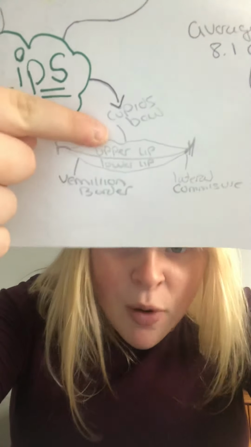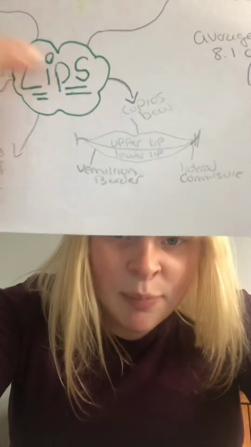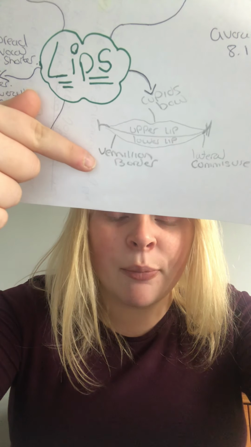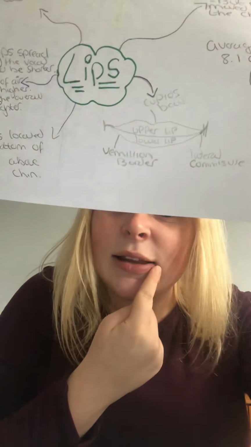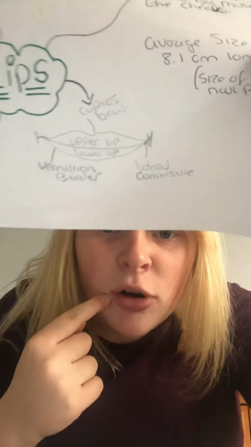Now, I'm just going to show you a little image, it's only a small one just there. We have what we call our Cupid's bow, which is that little dip in the top of our lip. This is our upper lip, our lower lip, what we call the vermilion border, which is the lining around our lips, and another thing that we call the lateral commissure, which is literally the dent in the edges of our lips.